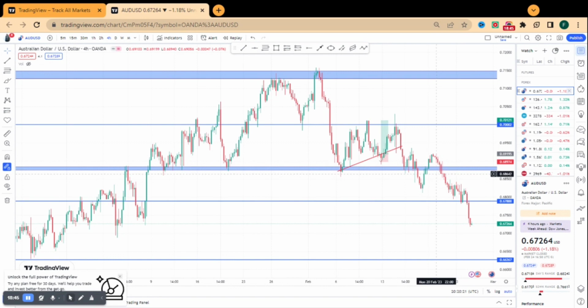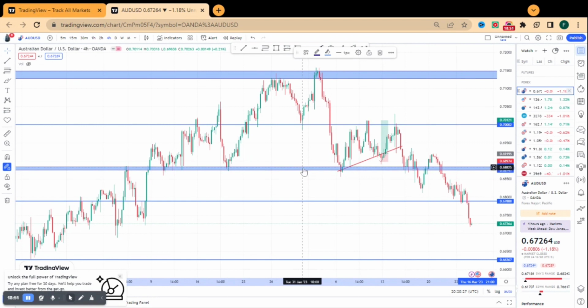I know that if the market breaks these levels that I mark out here, I know that the market will be coming down, will be dropping down. Then the market broke this level and is still coming down, down, down here. But I exit my trade here.